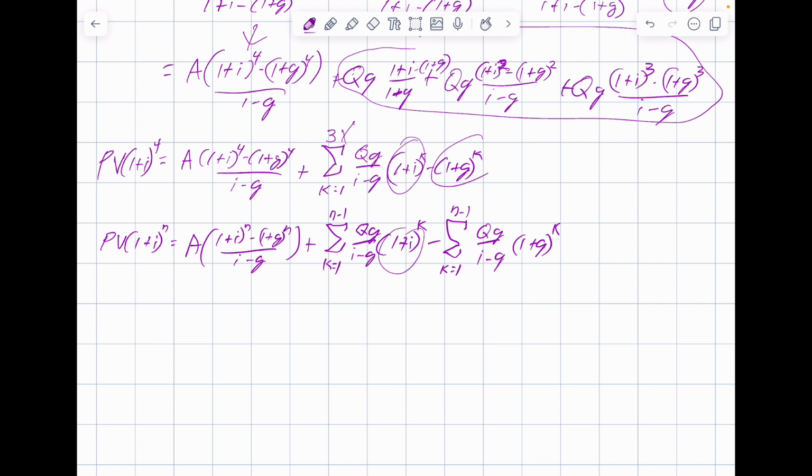We'll pull out this 1 plus I term from the qg terms so that the summation goes from 0 to match the geometric sum. So this will become, we'll carry this term down.